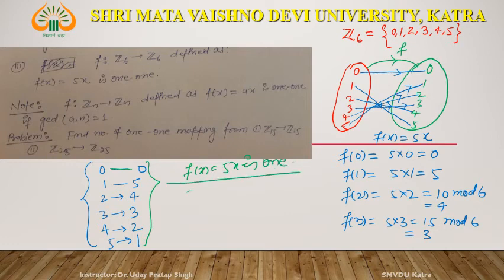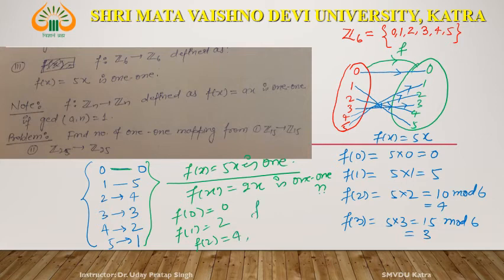Now let us define f(x) is equal to 2x. Instead of 5, let us consider 2x. Is it 1-1 or not? Now, what is f of 0? F of 0 is 0. What is f of 1? 2. What is f of 2? 2 into 2 is 4. What is f of 3? F of 3 is 0, right? Why 0? 3 into 2 equal to 6. 6 is equivalent to 0.